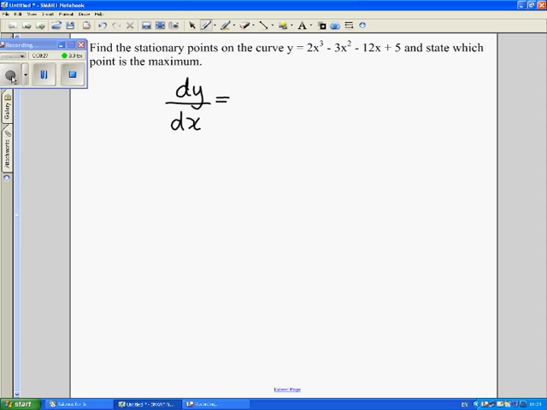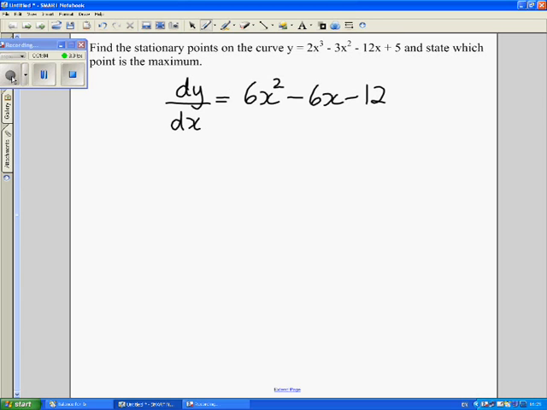To do this, we multiply by the power and then subtract a power. So 3 times 2 would make 6x to the power of 2, minus 2 times 3 is 6x to the power of 1, so no need to write 1, minus 12, x to the power of 1, and you would take away the power, which leaves you with x to the power of 0, which is 1, and of course 5 will disappear.